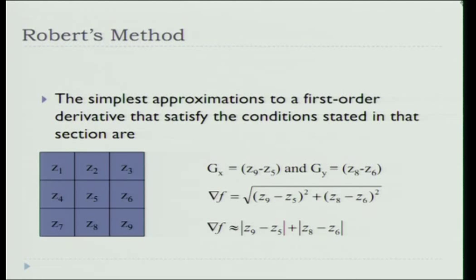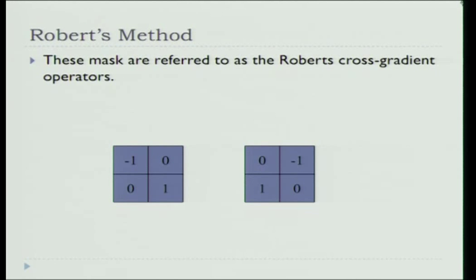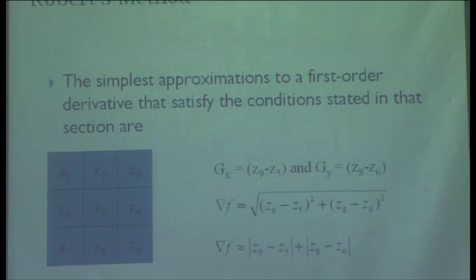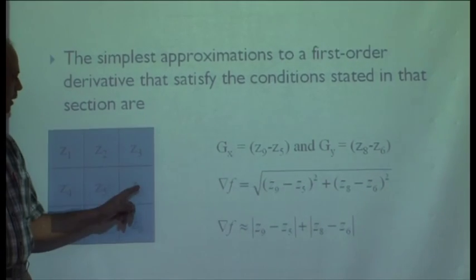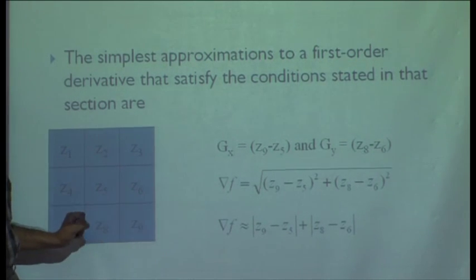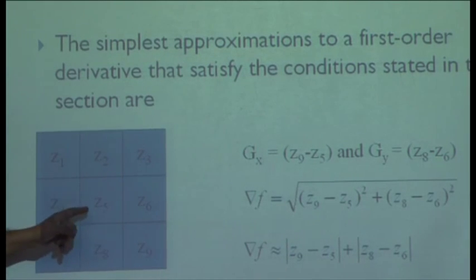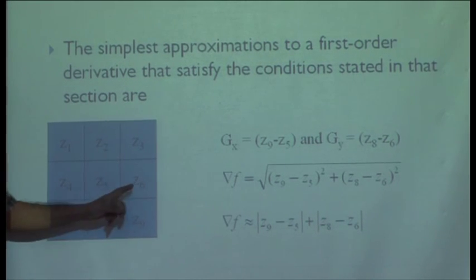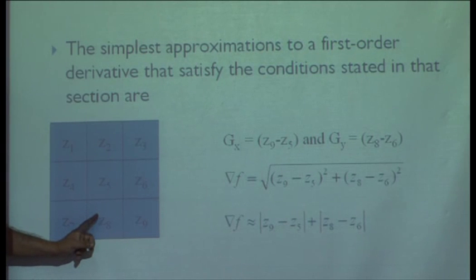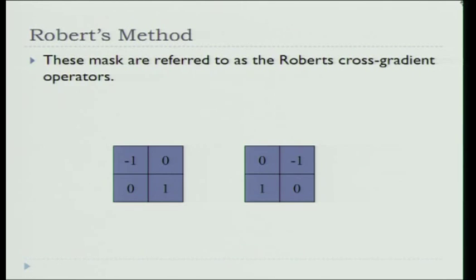Using this, the Roberts mask becomes minus 1 0 0 1 for one, and 0 minus 1 1 0 for the other. You see that z9 becomes 1 and this is minus 1, and this is minus 1, this is 1, and this is again with respect to y, this is 1, this is minus 1. So, 1 and minus 1.